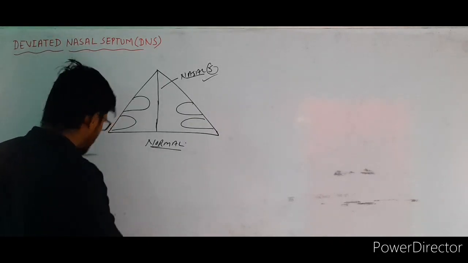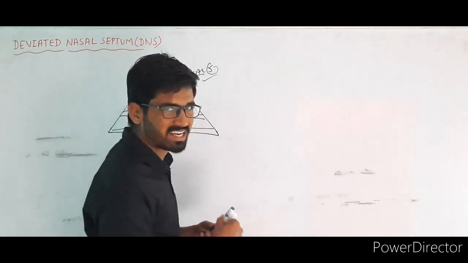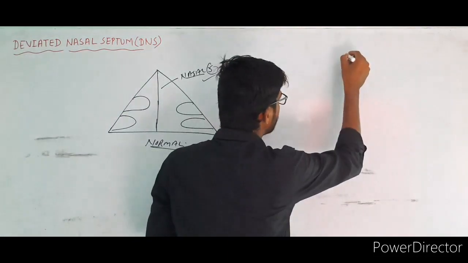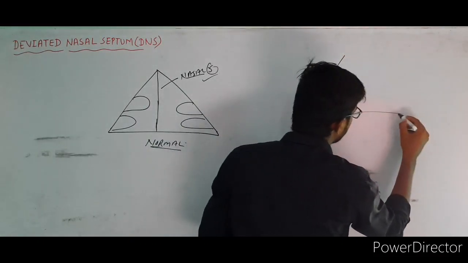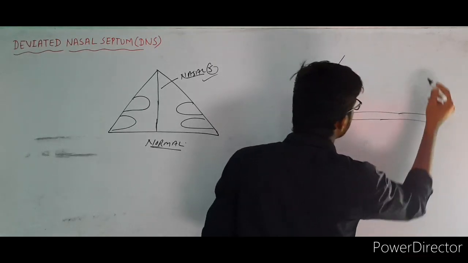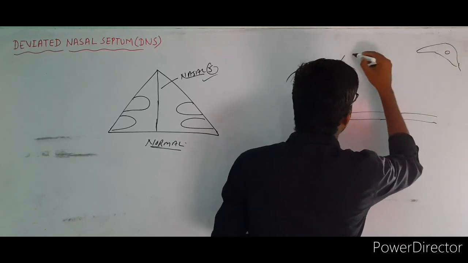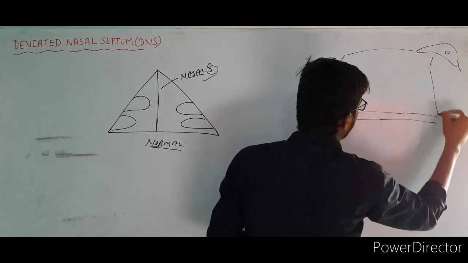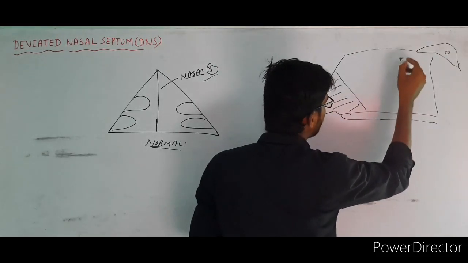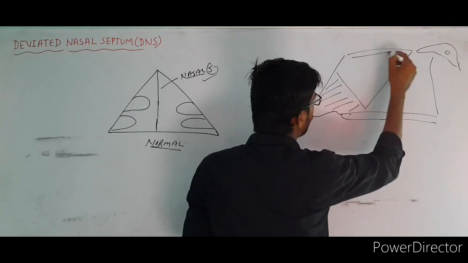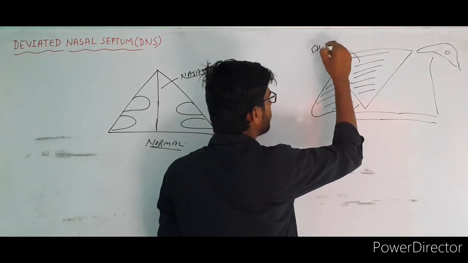Before going on to the etiology, I would like to roughly draw the diagram. Right. So this is the bone, and here is also bone, and this is the cartilage part. Am I right or not? Yes. And here it is like this. So this is the postero-superior part. This is the perpendicular plate of the ethmoid. This is the ethmoid, right?